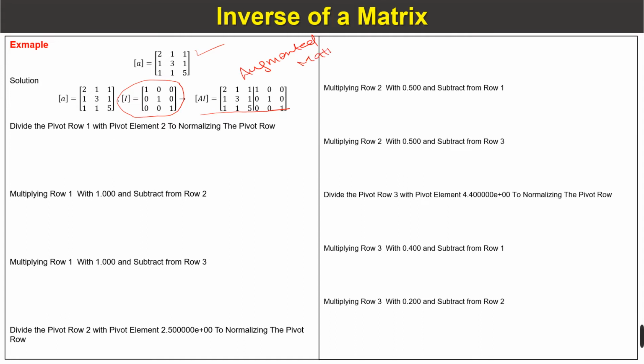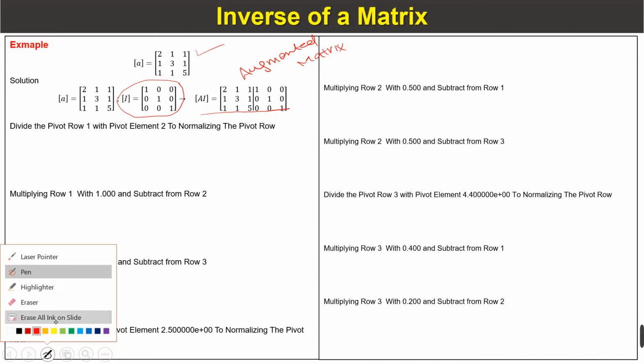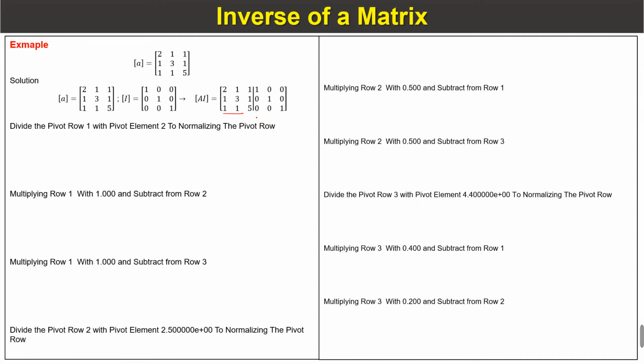Augmented matrix. Okay, so now we apply the Gauss-Jordan procedure to transform this one to the identity matrix, and this will be the inverse of the matrix. Okay, so first we make the pivot element 1, and then we will make the off-diagonal elements 0 and 0, these two elements. So how can we normalize, how can we make this element 1?